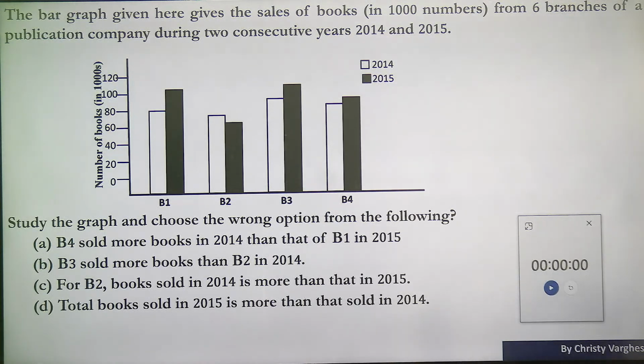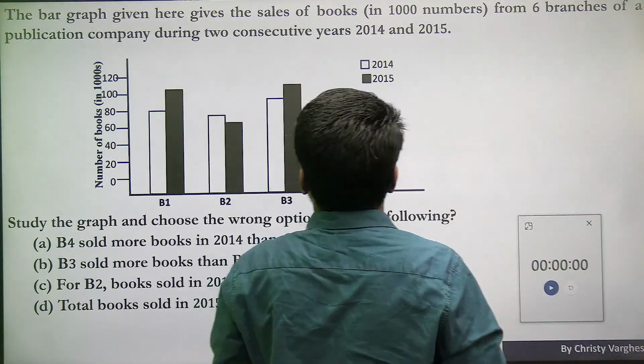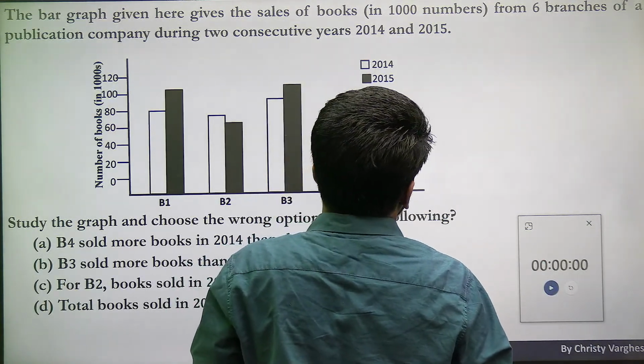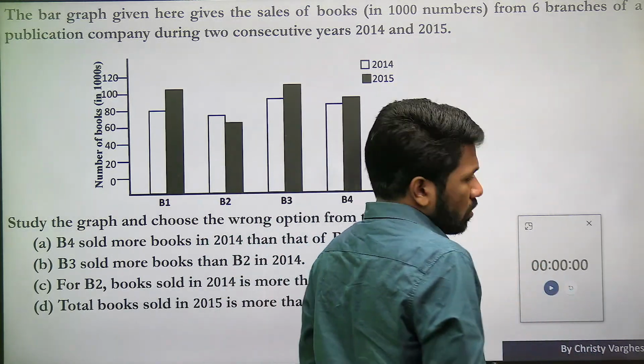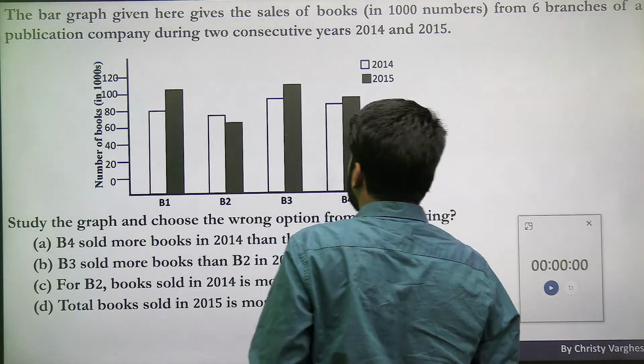So I'll explain. It's a simple question, right? The bar graph given gives the sales of books from 6 branches of a publication company during 2 consecutive years, 2014 and 2015. Study the graph and choose the wrong option.